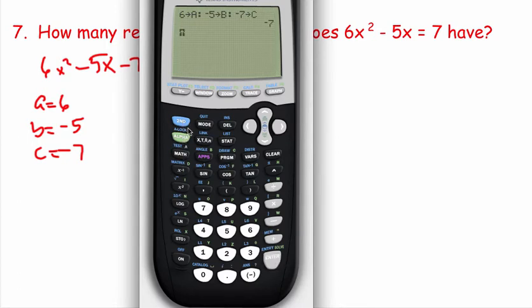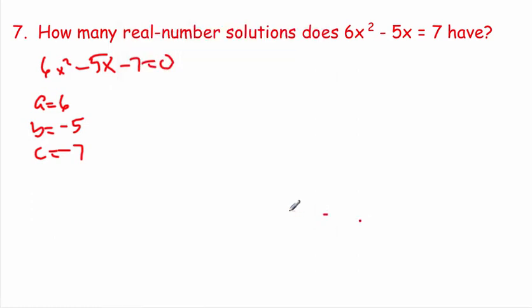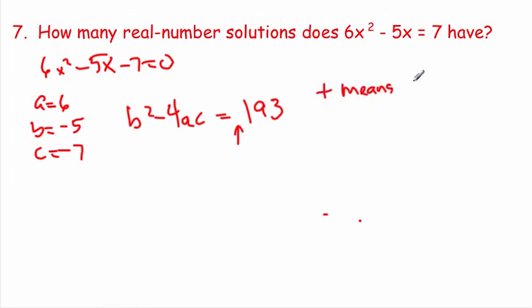So I've got everything stored. Now I'm going to hit second enter a couple times to pull back up my b squared minus 4ac, and I get 193. So in this example, b squared minus 4ac equals 193. I don't really care about the 193. I care that it's positive. And positive means 2 real solutions. Okay, so you've seen negative, you've seen positive.